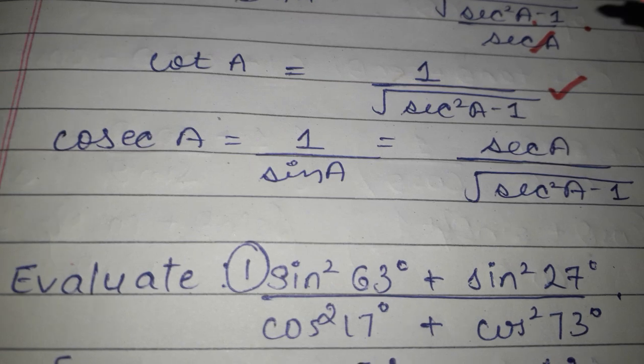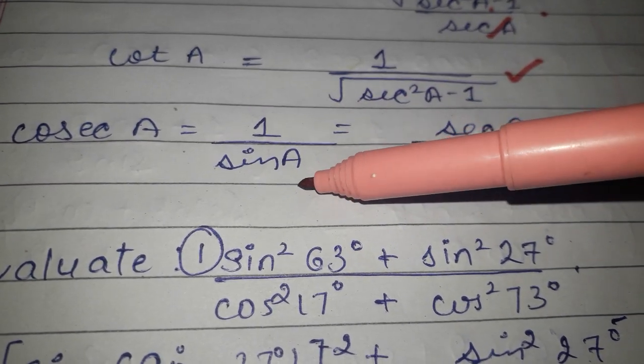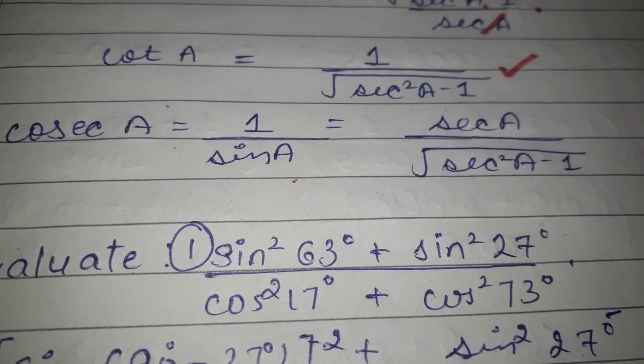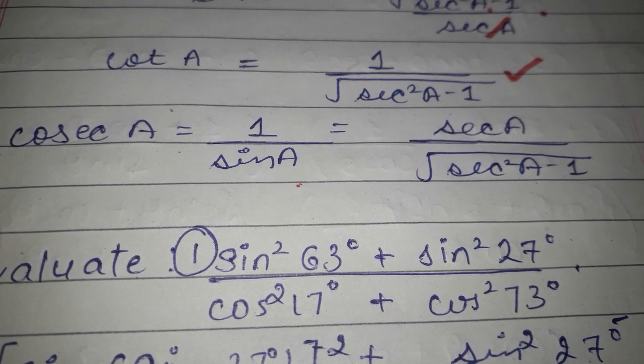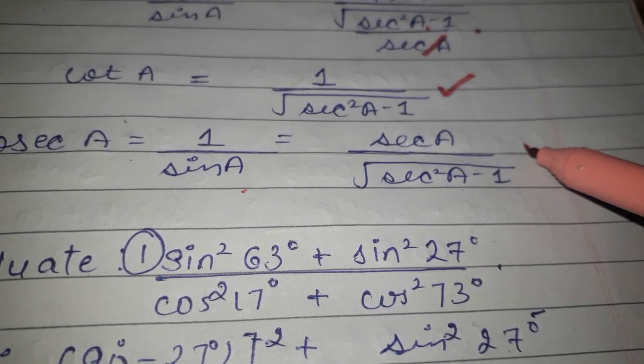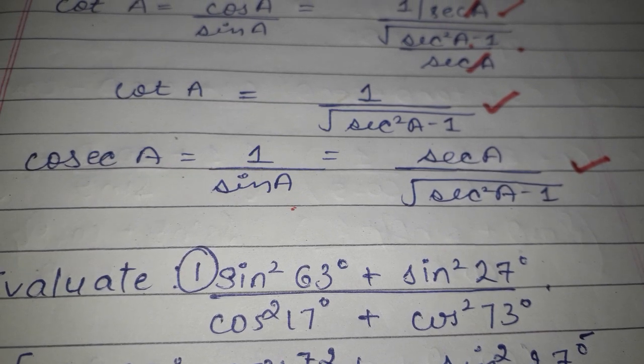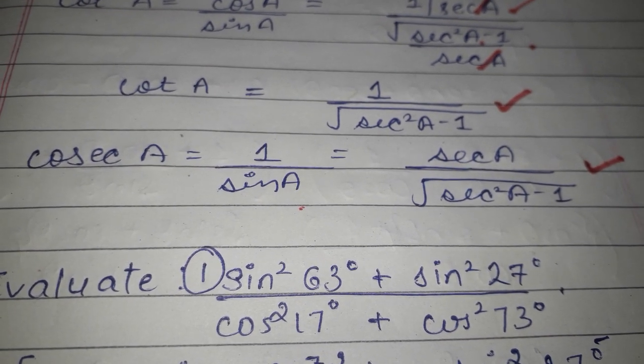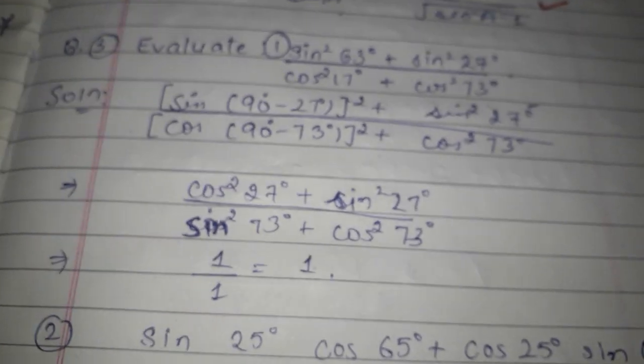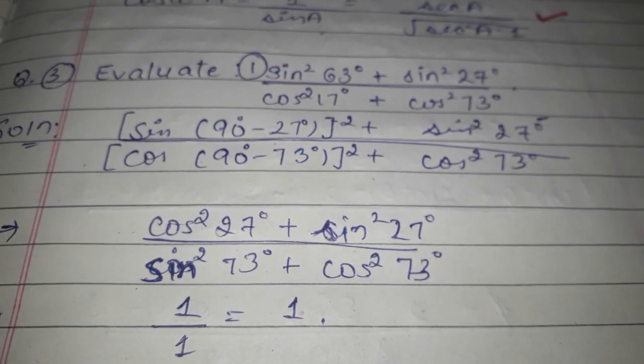Last is cosecant A, that is 1 by sin A. I know how sin A relates to secant A from equation number 1 again. We will put that equation here, and simply we will get cosecant A's value in terms of secant A. Now the third part, very easy.